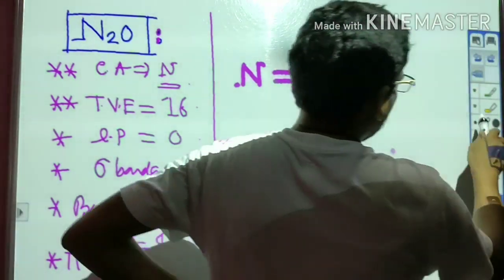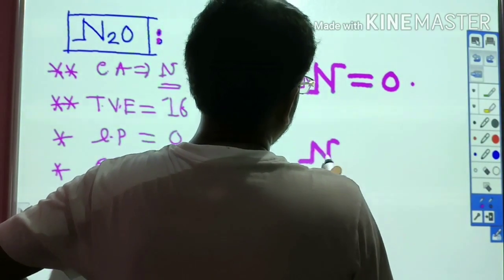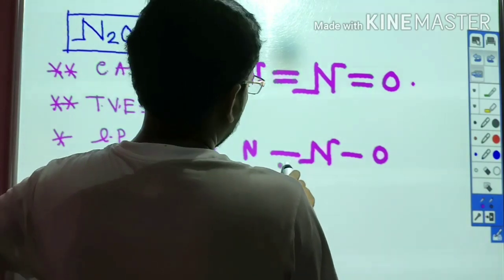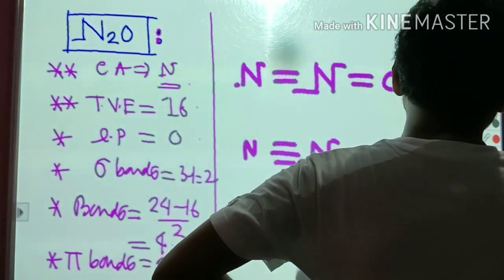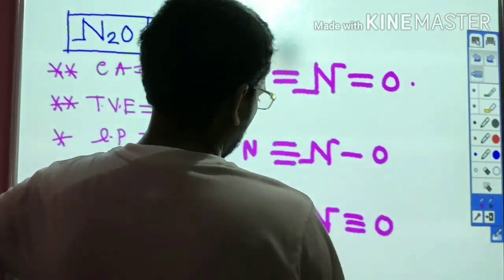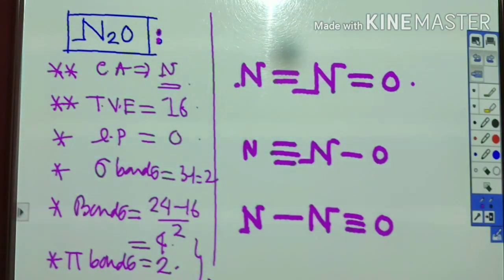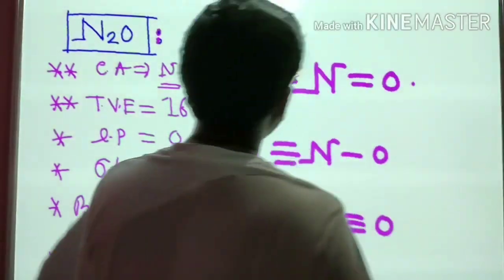One more possibility, we can draw 1 sigma, 2 sigma 2 pi. This is the possibility. One more possibility, N triple bonded O, N, that's all. These are the three possibilities. Now which one will be the best one out of these three?